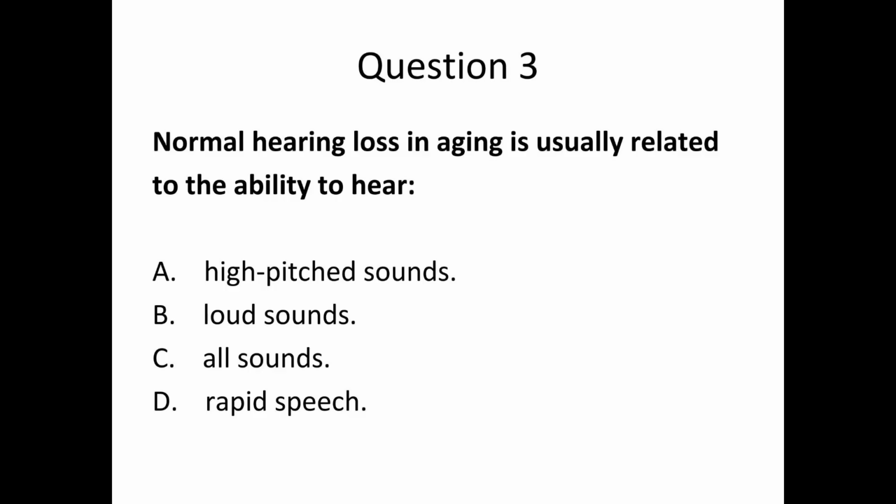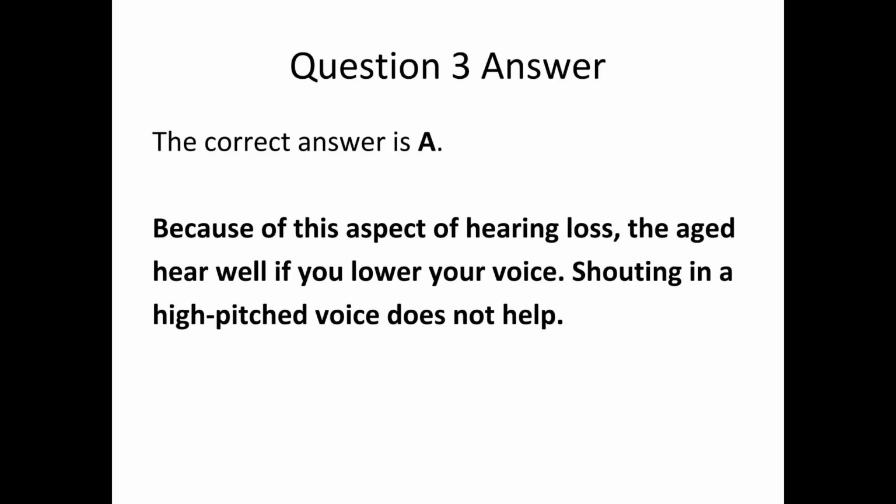We're having too many stressors. So you'll always find that when one is aging, some of the organs start shutting down. That's why we are talking about this normal hearing loss. The question is now asking us, how does the normal hearing loss come about? It reads: normal hearing loss in aging is usually related to the ability to hear. So you always have to have a clue about this.